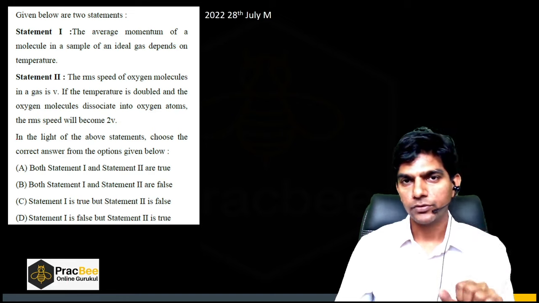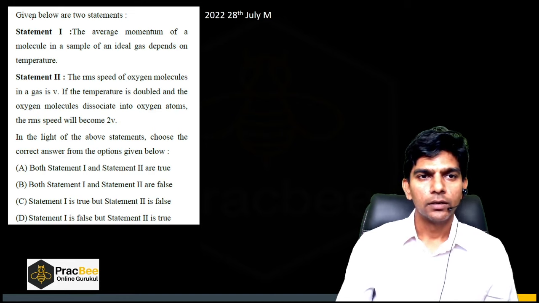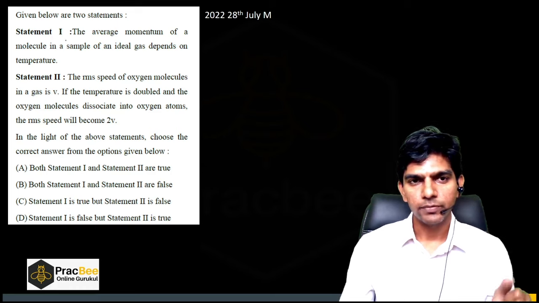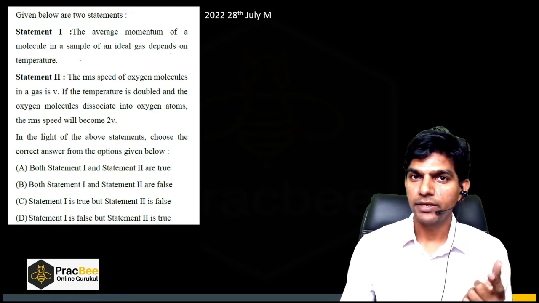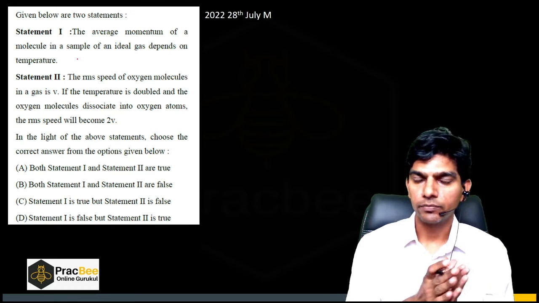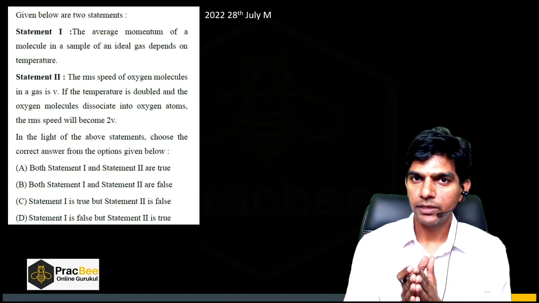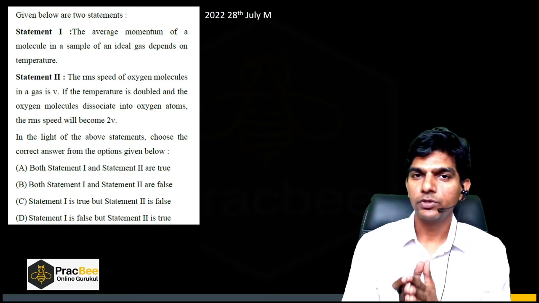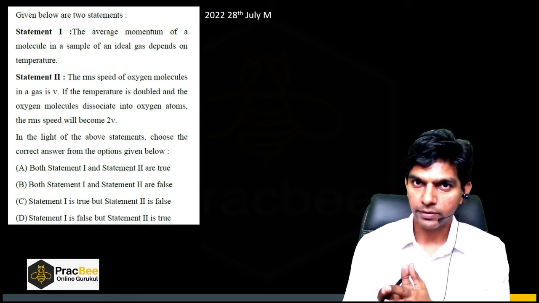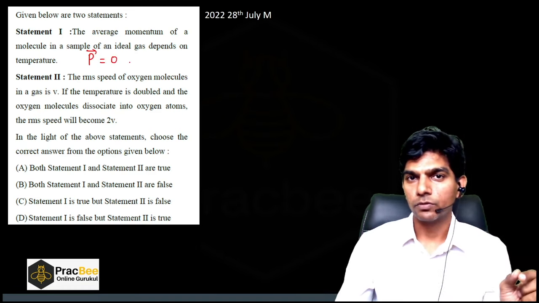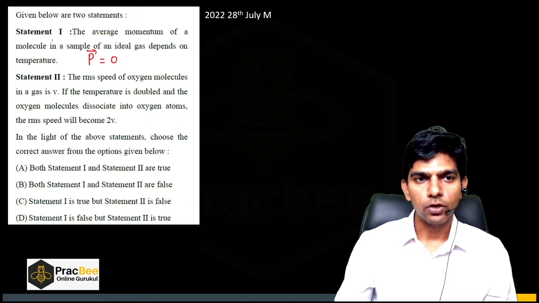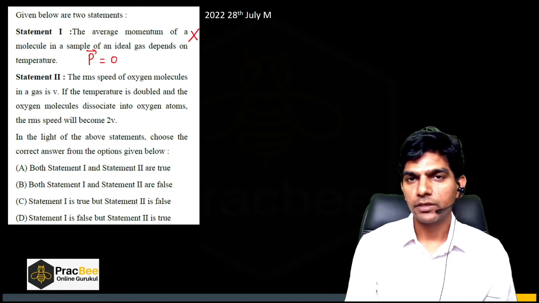Now pause the video and try to solve this question on your own. Given below are two statements. Statement 1: the average momentum of the molecules in a sample of an ideal gas depends on temperature. I told you that molecules are moving randomly in all directions. If I do the vector addition of the velocities of all molecules, that vector addition will be a null vector. So the momentum will be 0, always, irrespective of the temperature. So statement 1 is incorrect.